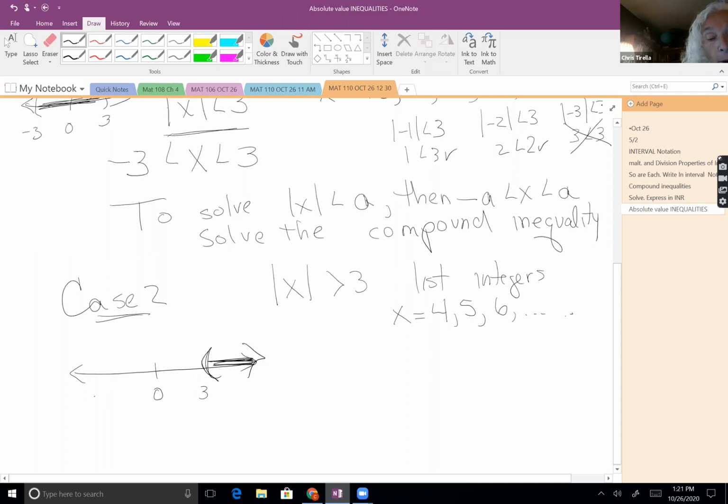But wouldn't there also be values on the other side? Wouldn't -4 work, -5 work, -6 work? And so if the absolute value of x is greater than 3, we'd say that x is greater than 3, or x is less than -3.